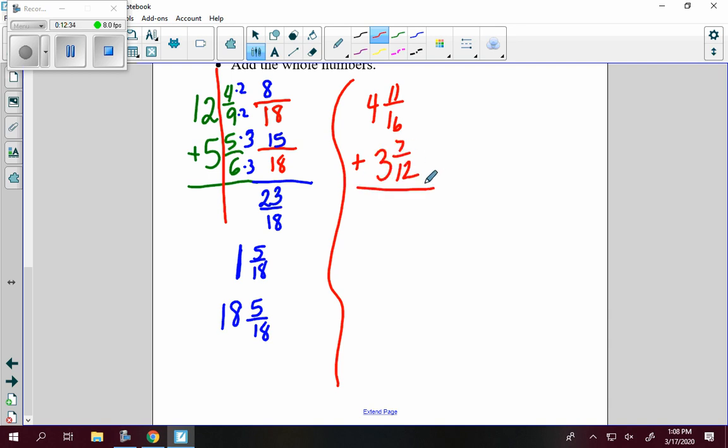And you're going, oh no, why did you give me 16 and 12? Because I told you an easier way to get a common denominator, and I want you to use that for this class. So if I have 16 and I double it and get 32, does 12 go into 32? Absolutely not. But if I have 16 and I multiply it by 3, I get 48, and does 12 go into 48? Absolutely. So we can use 48 for that.